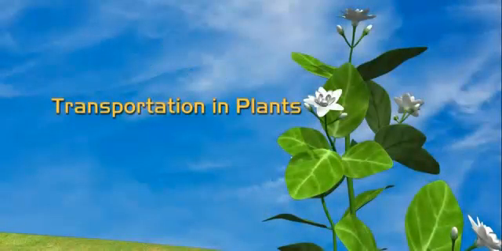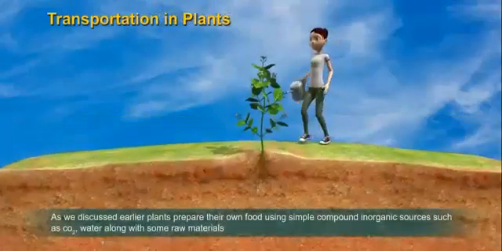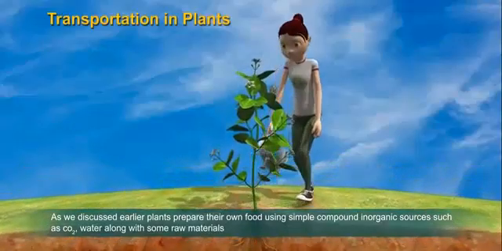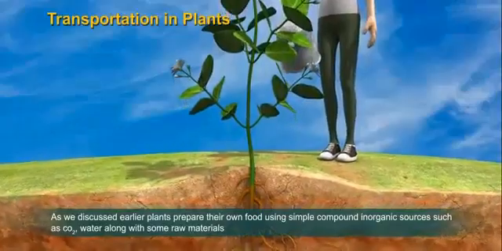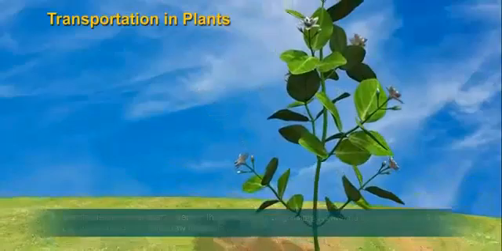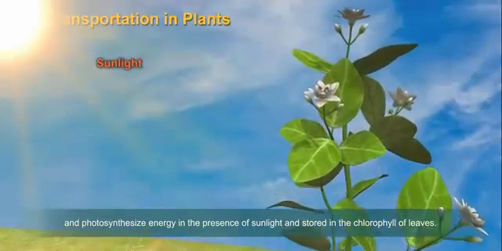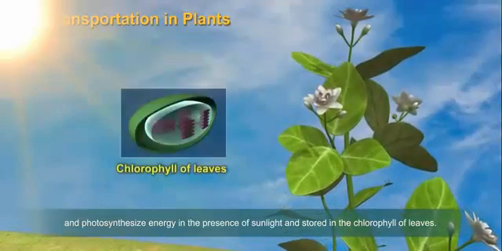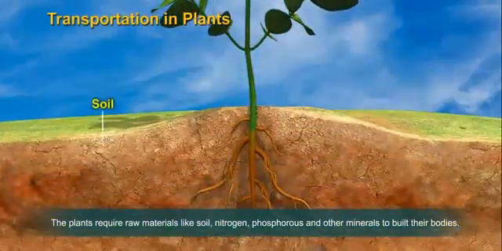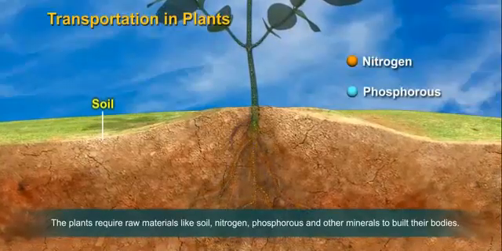Transportation in plants. Let us learn transportation in plants. As we have discussed earlier, plants prepare their own food using simple inorganic compounds such as CO2 and water, along with some raw materials, and photosynthesize energy in the presence of sunlight, stored in the chlorophyll of leaves.